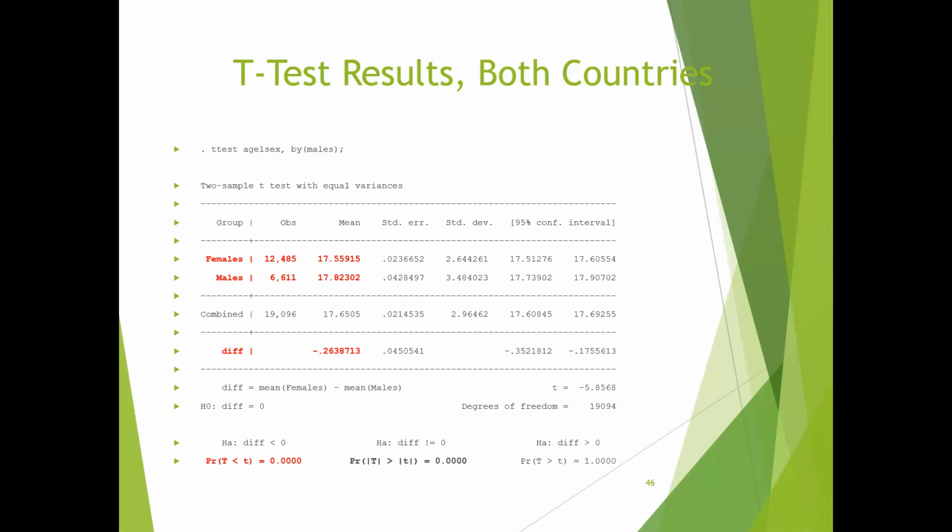What do you think of that? All right. Now, everybody look at the row that says DIFF. You see that negative 0.263? And then skip over the thing that says 0.045, that's the standard error. You see there are two numbers, negative 0.352 and negative 0.175. Everybody see that? That's called the confidence interval, right?